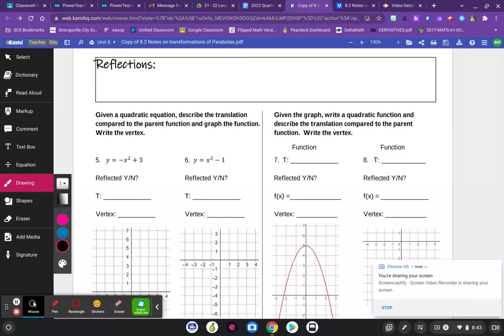All right, 8.2, we're on the backside now, still Hassler with you. We're going to be talking about reflections. And to be quite honest with you, we've already really dealt with reflections. We just never called it a reflection.